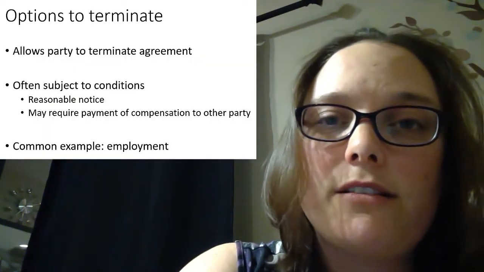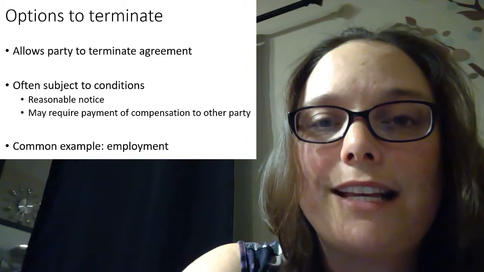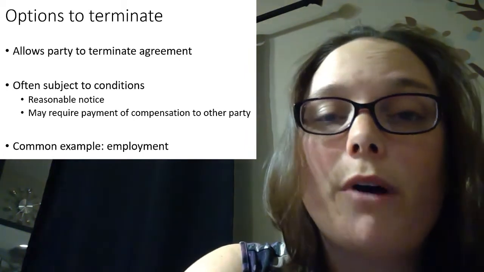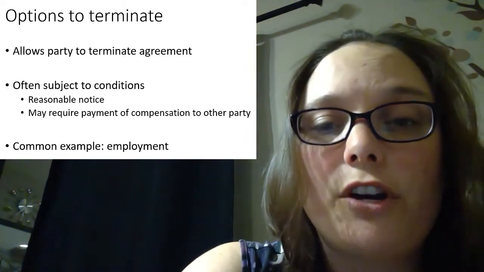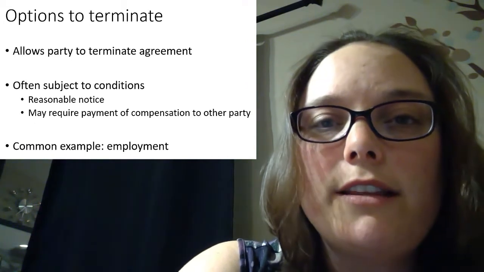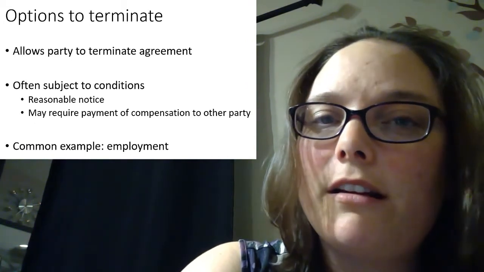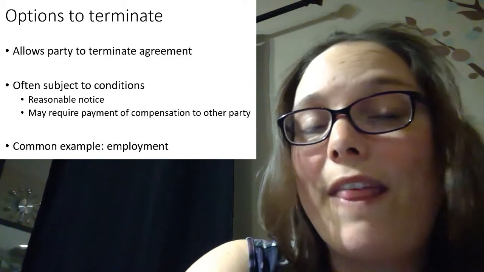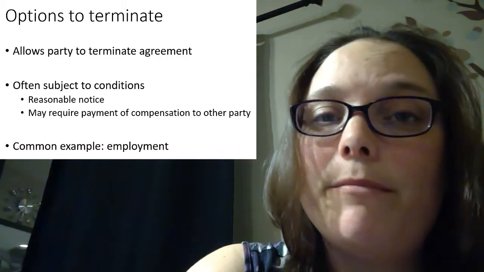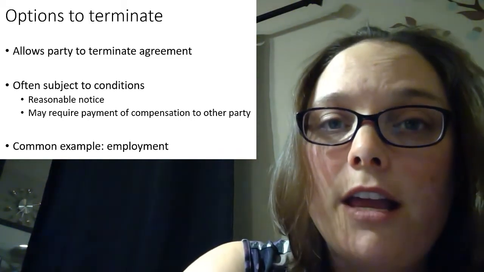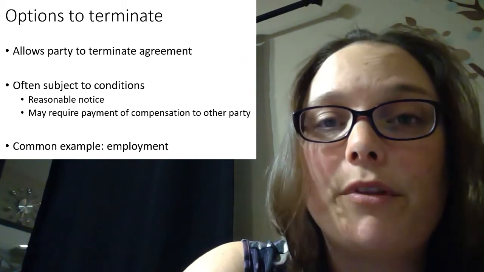So the first example is what's called an option to terminate. It's always within the parties' ability to enter into a contract that contains a contractual term that allows one party, at its option, to terminate the contract. Usually this is subject to conditions. Maybe they're limited in when they have to exercise this option to terminate, maybe they have to give specific notice.